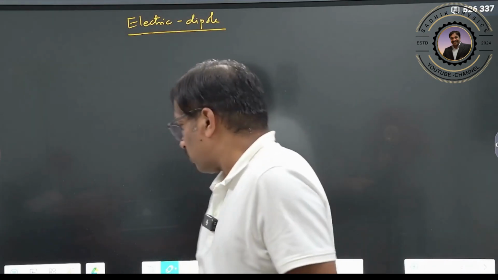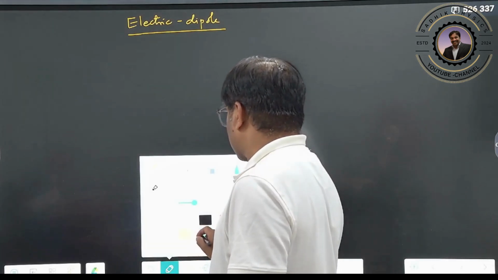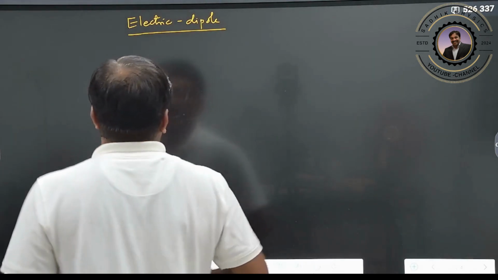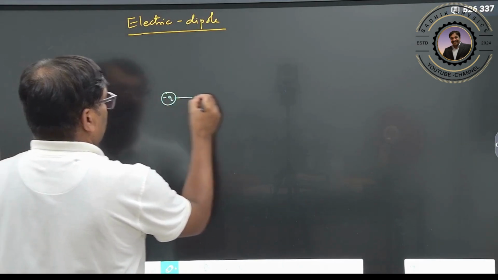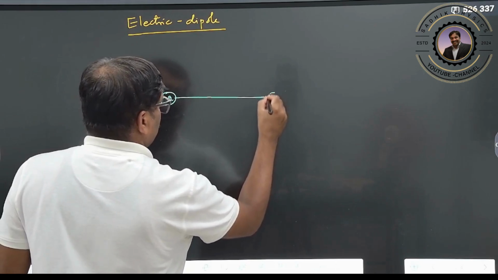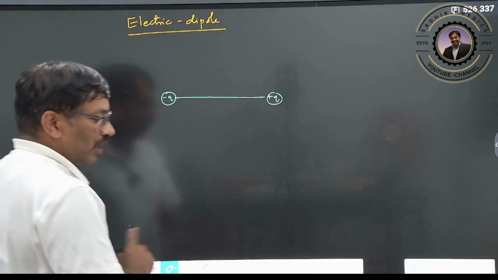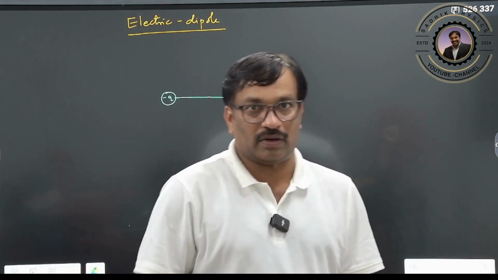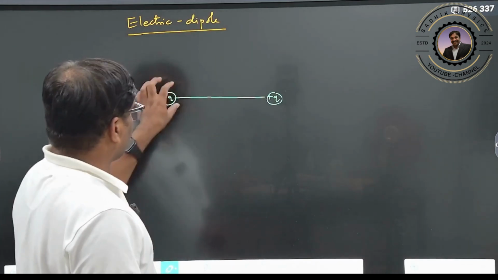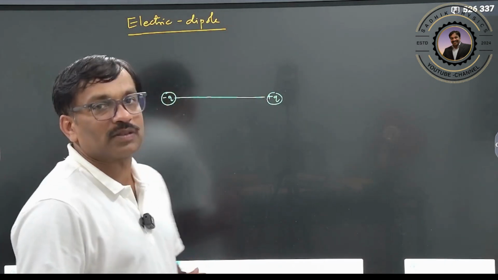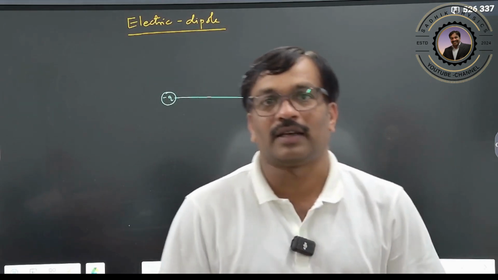Most of the students know this. If I ask what an electric dipole is, they answer that it is two equal and opposite charges, minus q and plus q, equal in magnitude and opposite in polarity. Equal and opposite charges separated by a small distance we call an electric dipole.